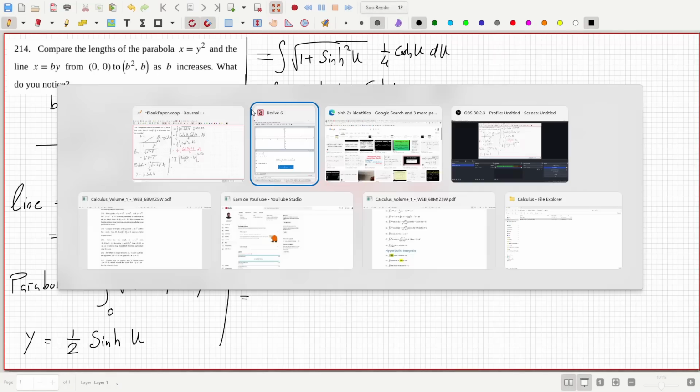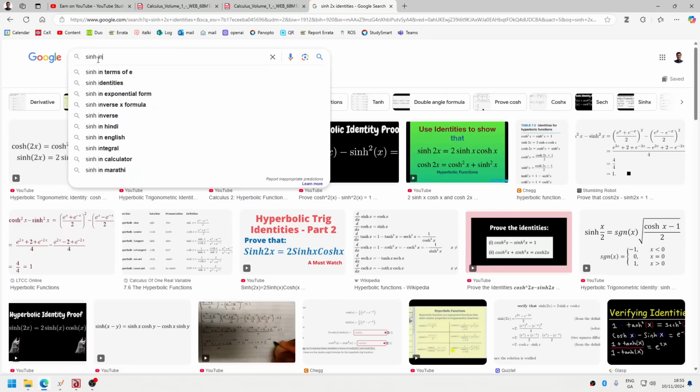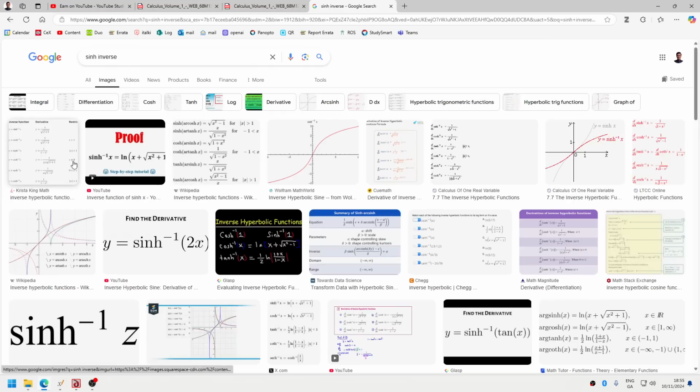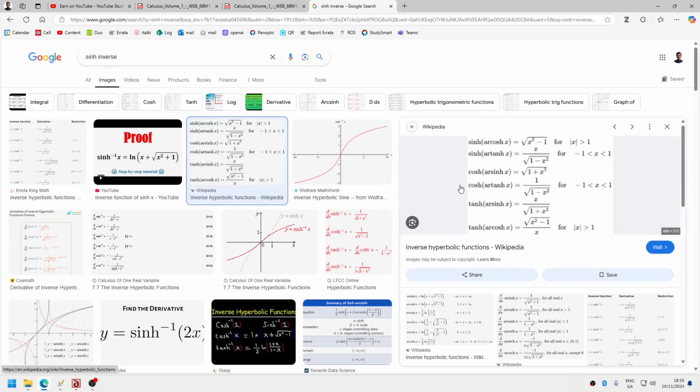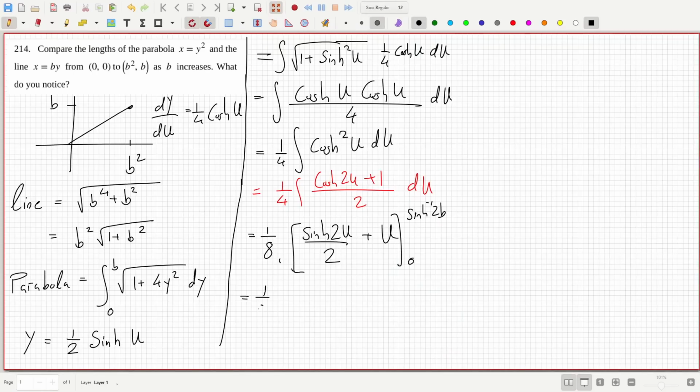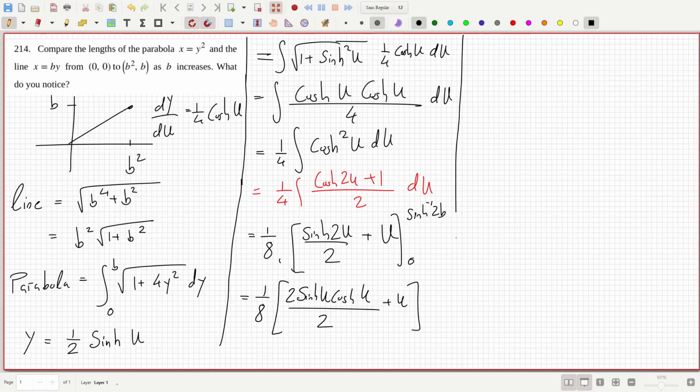Okay, all right. Let's get the formula for that. I think it's log. What is it now? Oh, these ones might be useful. Actually, that looks like that'd be useful. So that's 1 over 8, and then over 2, and then that's 2 sine u cos u plus u. So that's 1 over 8, and those 2's cancel.